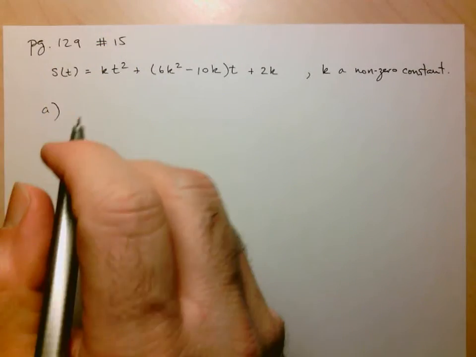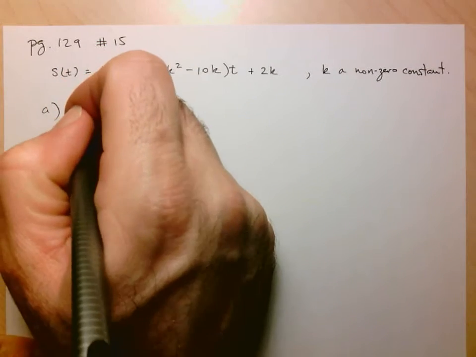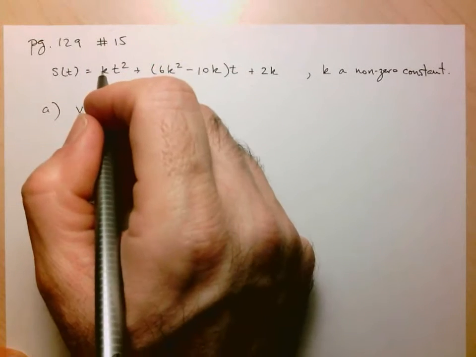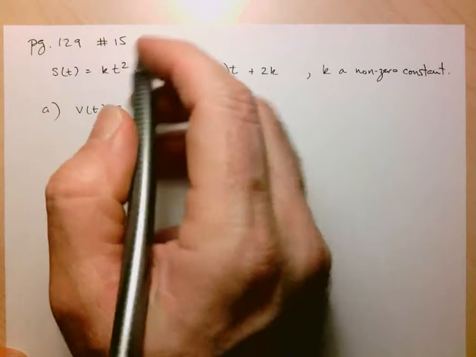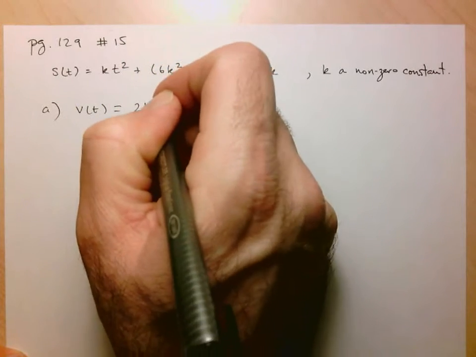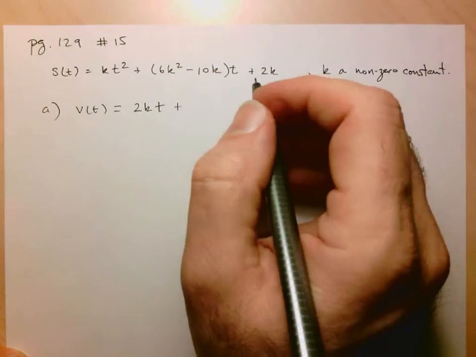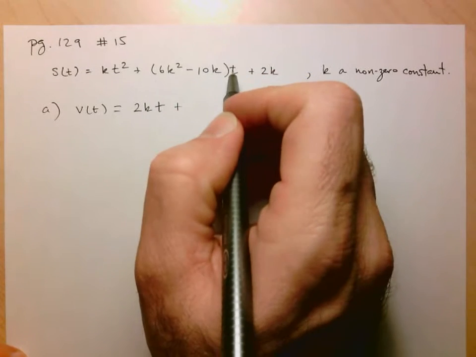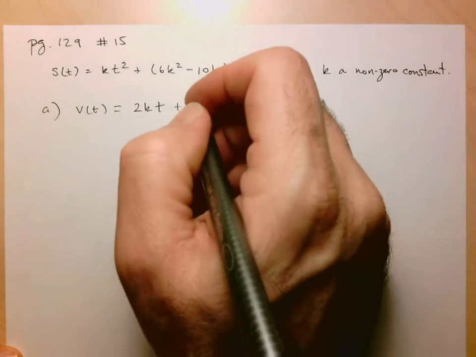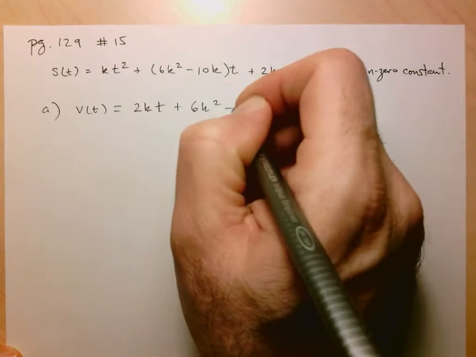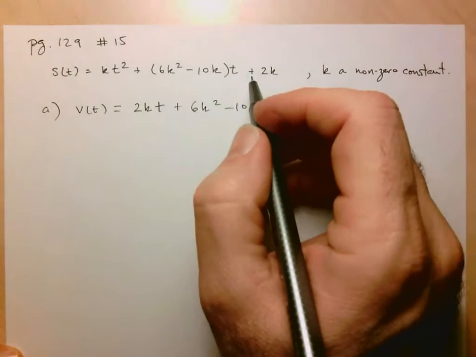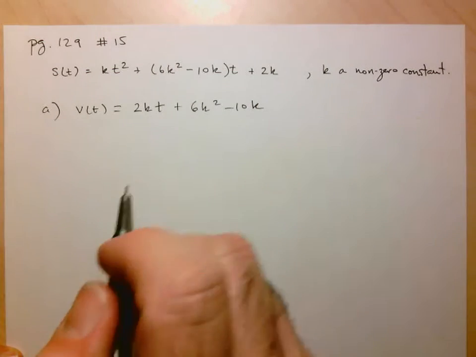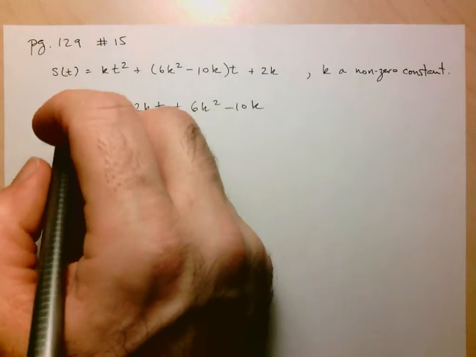So for part A, we have to find the velocity first, which is the derivative of the position. Remember, k is just a constant, so the derivative of t squared is 2t. So 2kt plus, well, this whole expression in the brackets is just a constant, so it's a constant times t, and the derivative of t is 1. So we're just left with 6k squared minus 10k. And then plus the derivative of 2k, again just a constant, so the derivative is 0. Okay, so here's our velocity function.